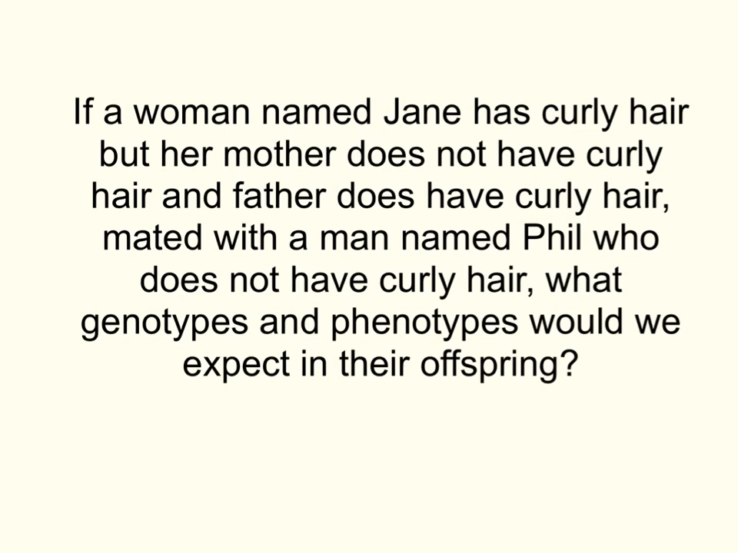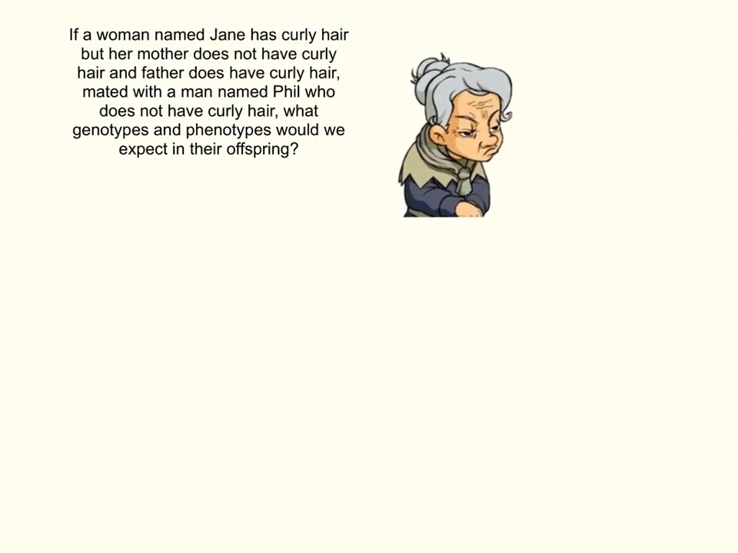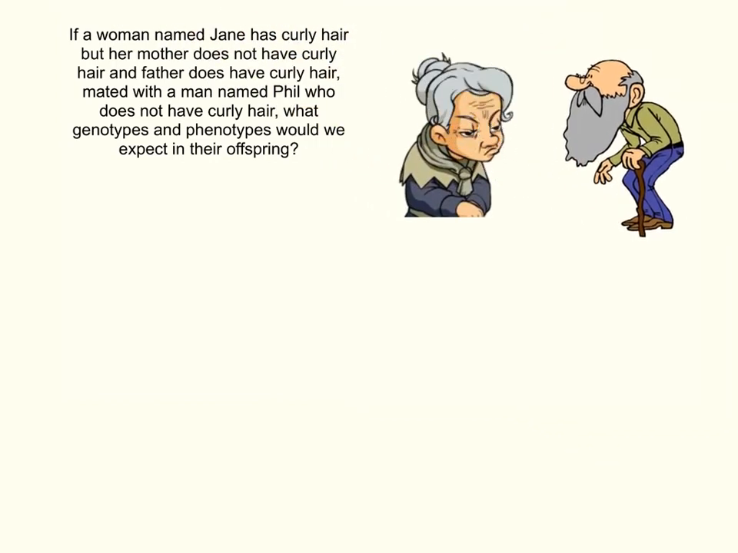If a woman named Jane has curly hair, but her mother does not have curly hair and her father does have curly hair, and Jane mates with a man named Phil who does not have curly hair, what genotypes and phenotypes would we expect in their offspring? In order to answer this question, we need to break it down into smaller pieces. First, let's try to find out what Jane's genotype is. Let's look at Jane's parents.